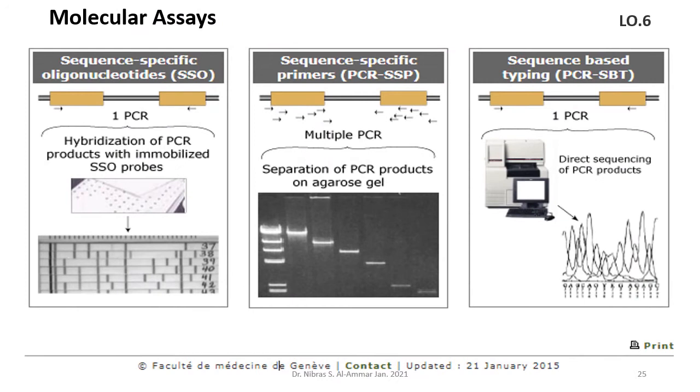Now, the molecular assays. There are many molecular assays used in HLA typing. We will mention these assays. For example, we will explain sequence-specific oligonucleotide, SSO: here, one PCR, then hybridization of the PCR product with immobilized SSO probes. While in sequence-specific primer PCR, SSP, there are multiple PCRs, and then separation of the PCR products on agarose gel. In sequence-based typing, SBT, we have one PCR and direct sequencing of the PCR product.